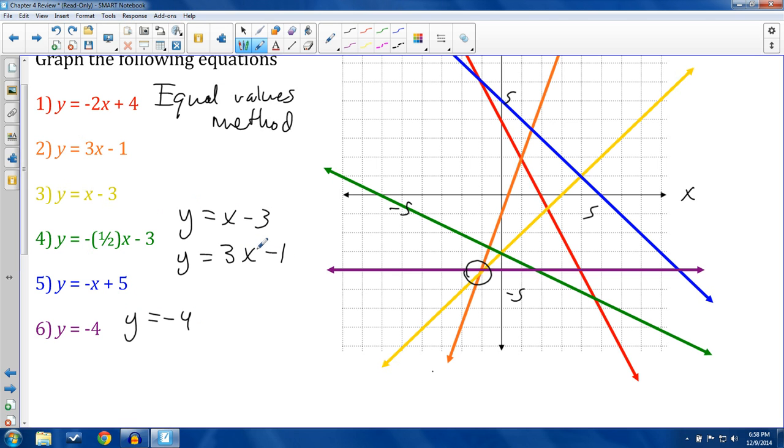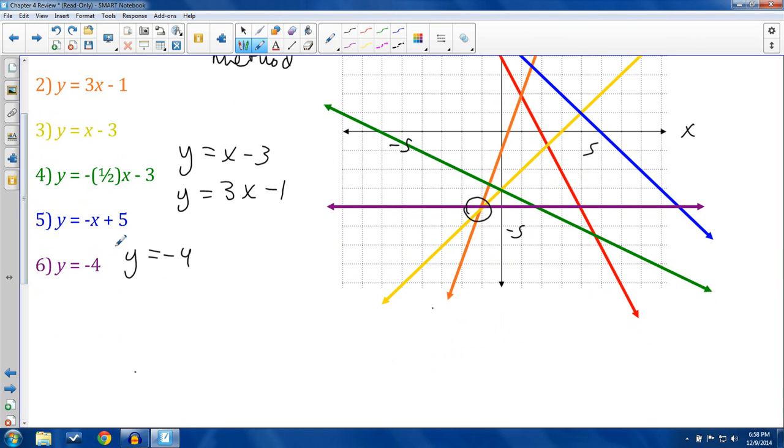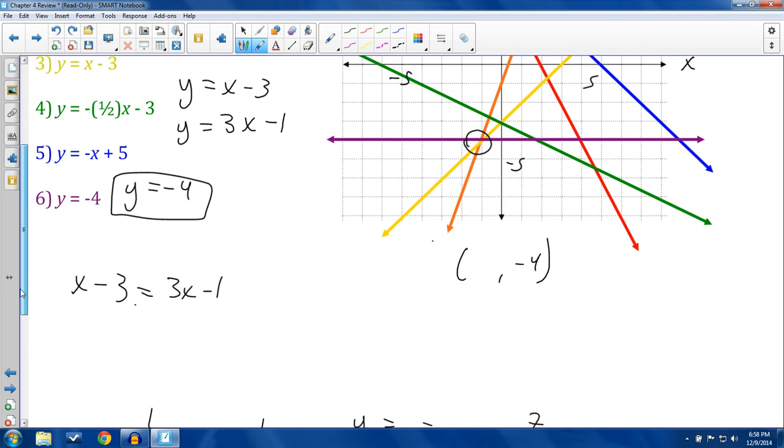So what you could do is equal values method with any of these. But look, we already know y equals negative 4. I mean, you could save yourself time. You could say, oh, I already know this is something comma negative 4. But if you didn't know that, let's use equal values method with the tough ones first. X minus 3 equals 3x minus 1.